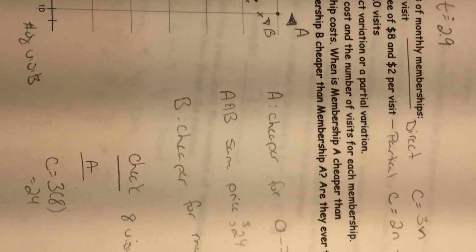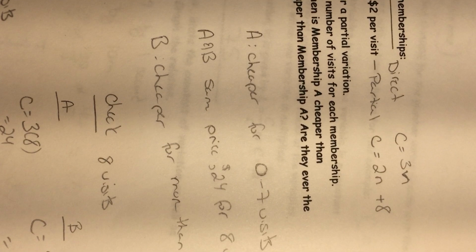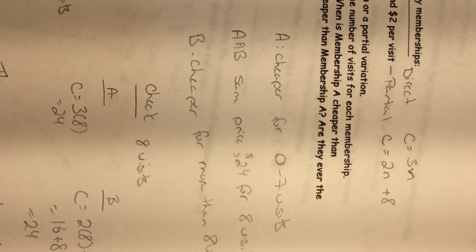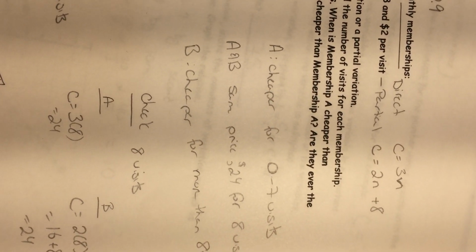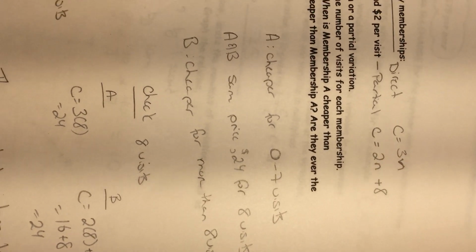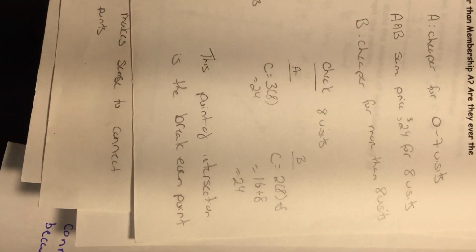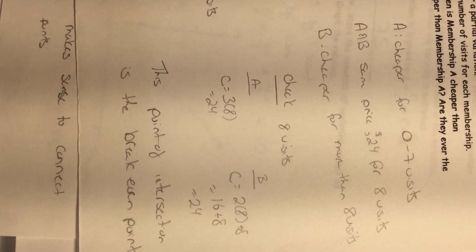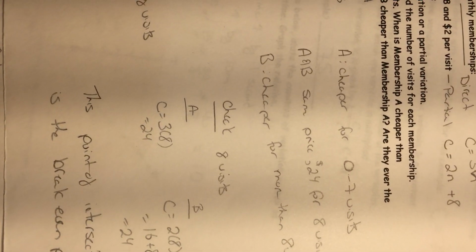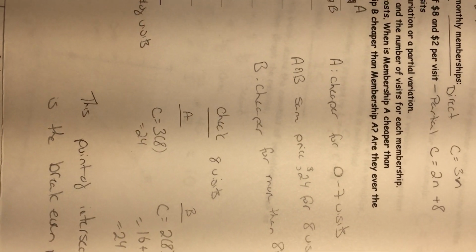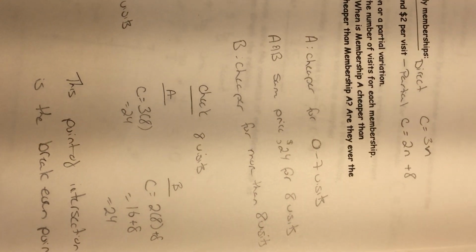The one with partial starts somewhere up on the y-axis and then continues on a less steep graph in this case. You'll notice that A is going to be cheaper before they intersect. So from 0 to 7 visits, that A line is below the B cost. Then at the point of intersection, that is called the break-even point. That's when they both, at 8 visits, cost the same price, $24. After that point, B becomes the cheaper one for eternity.